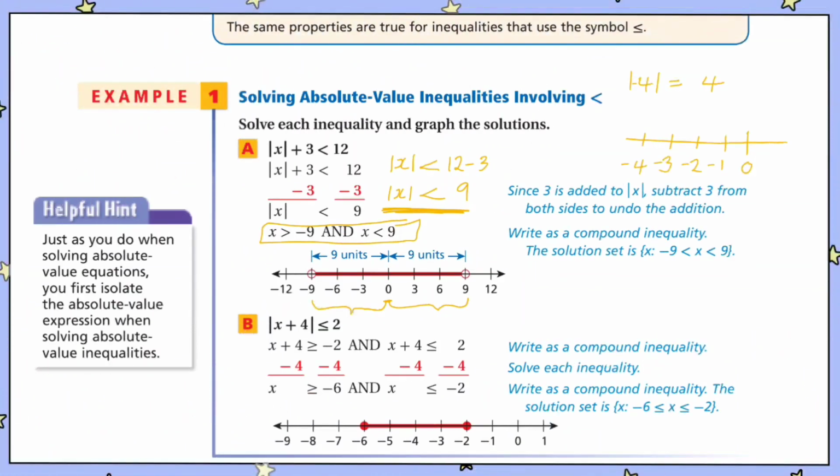Which is, you see, that's what we have represented here on the graph as well. X is either greater than negative 9, so it's not less than negative 9. Less would be over here. We're not going to consider anything less than negative 9, because anything less than negative 9 is not within 9 units of 0. So x is either greater than negative 9 or less than 9, because anything greater than 9 would still not be within 9 units of 0.